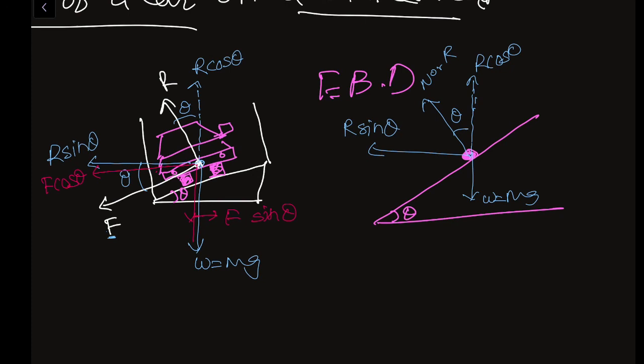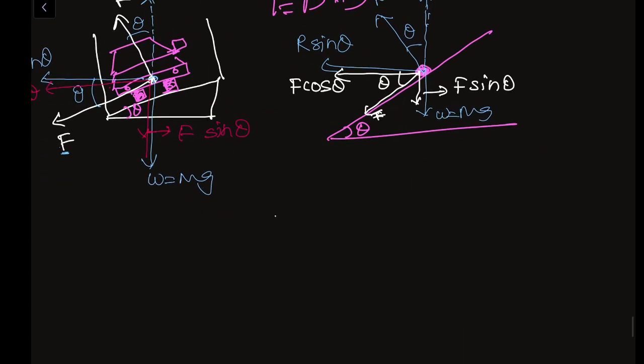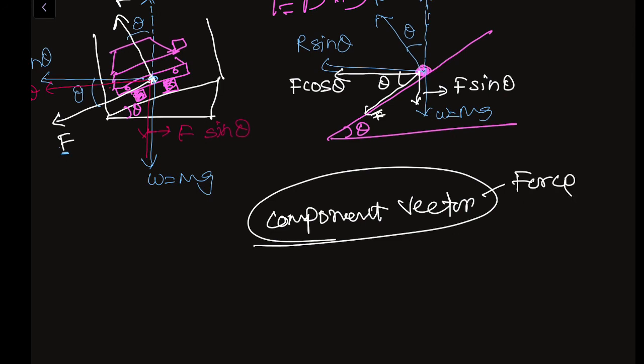Got it, children? Now we have to take the force. Here some force F is acting. Here we have to get some angle. The component of force along the horizontal we get F cos theta. For the perpendicular we get F sin theta. Very important. At last I will explain the component of a vector. Vector means force, W equal to mg, R, N, like that.